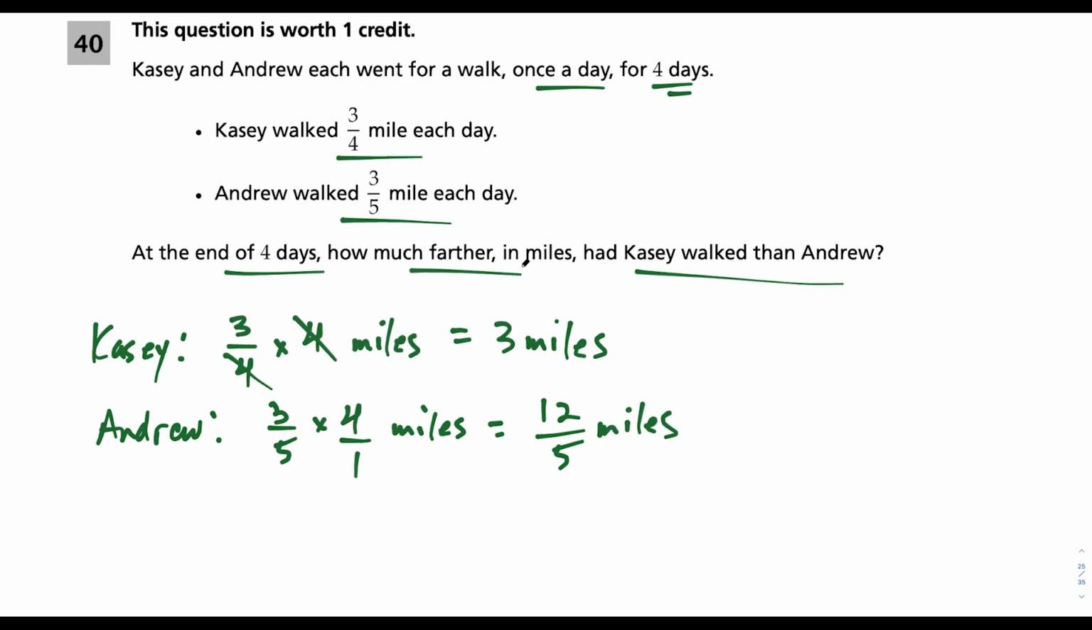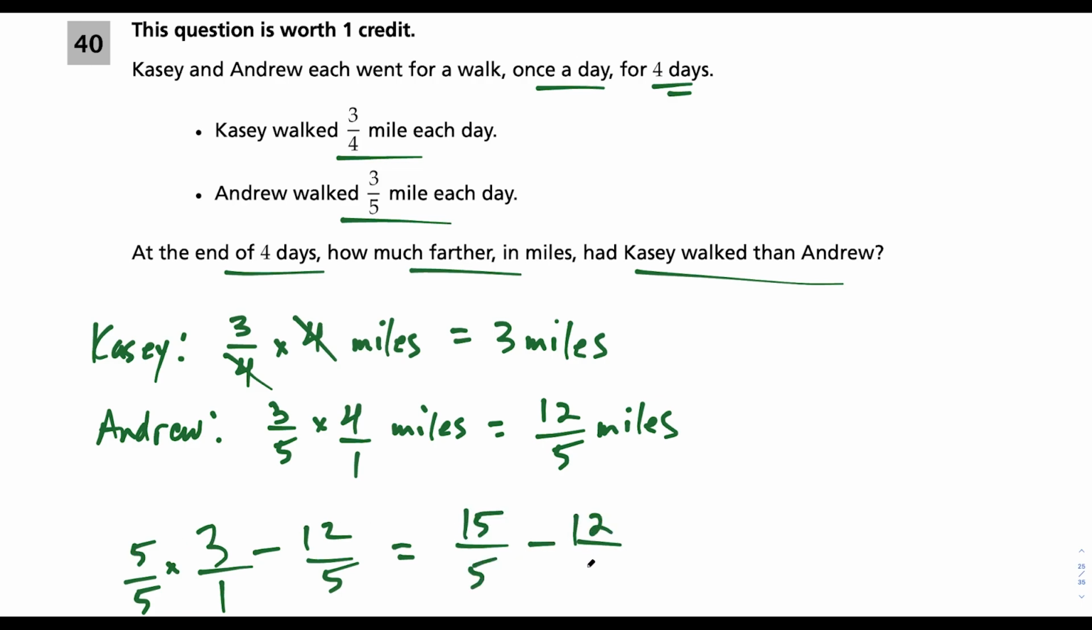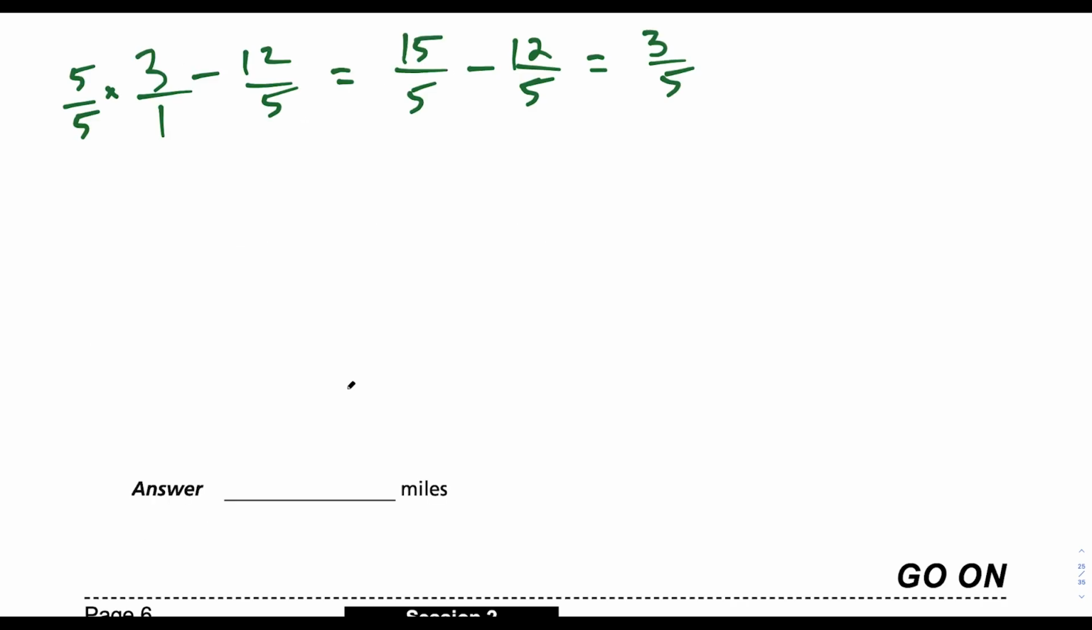So now we want to know how much farther in miles Casey has walked than Andrew. So we're just going to subtract here. We're going to do 3 minus 12/5. To work this out, I'm going to call this 3/1 and multiply this fraction by 5/5, so that we get a common denominator. So we get 5 times 3 is 15 over 5 minus 12/5. The second fraction we leave alone because now we have matching denominators. And 15 minus 12 is 3. So we get 3/5. We can record our answer here: Casey walked 3/5 miles more than Andrew.